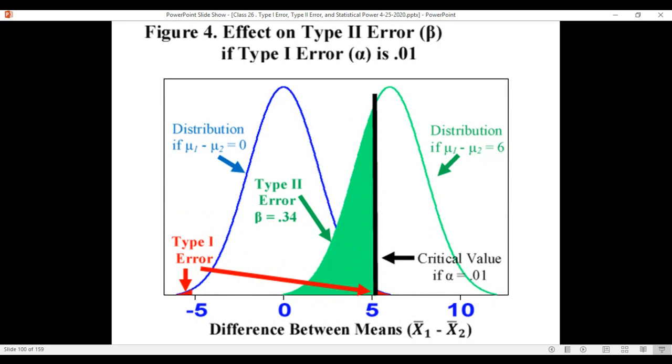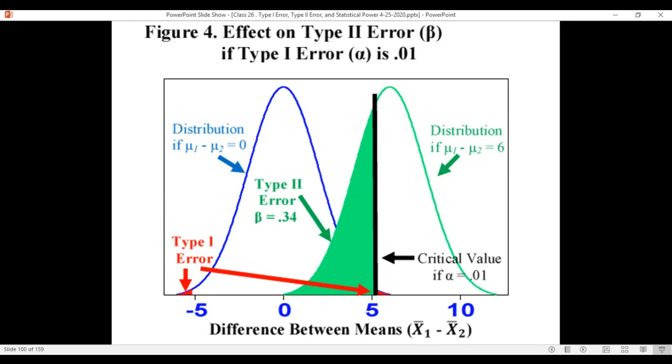Aha! Do you see what happens to the area of the green when alpha is set at 0.01? That's right, it gets bigger. Now what is beta when alpha is set at 0.01? It's right there in the graph. What is beta equal to when the researcher sets alpha at 0.01?